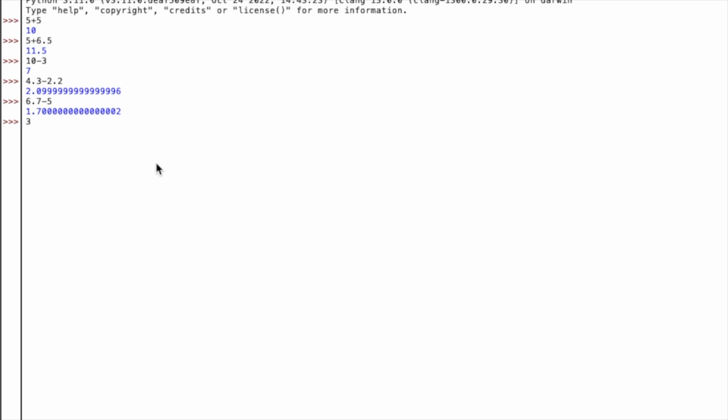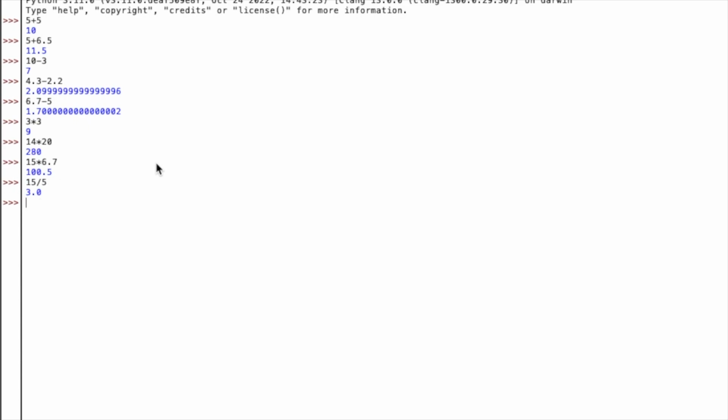Okay, and now we can also multiply. So 3 times 3, 9. Let's do 14 times 20, 280. What about some float numbers? 15 times 6.7, 100.5. So as you can see, we can multiply. Now let's try dividing. 15 divided by 5, 3.